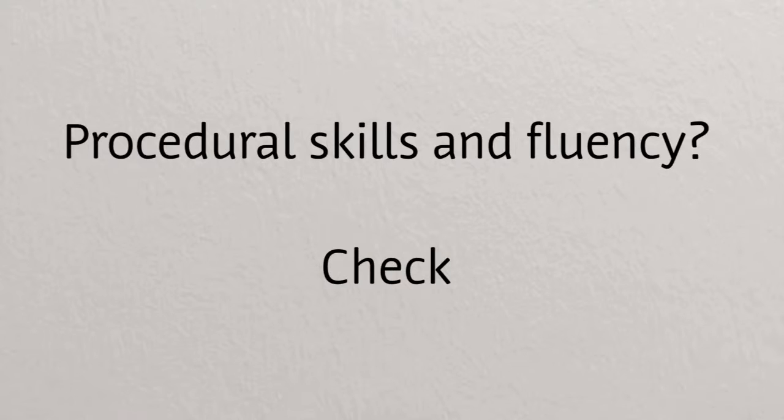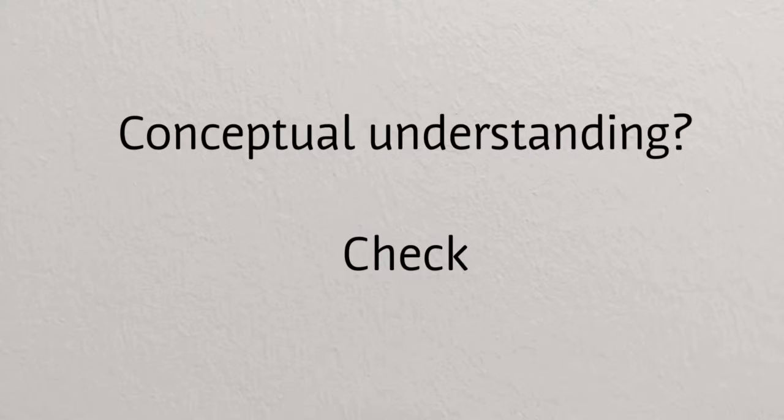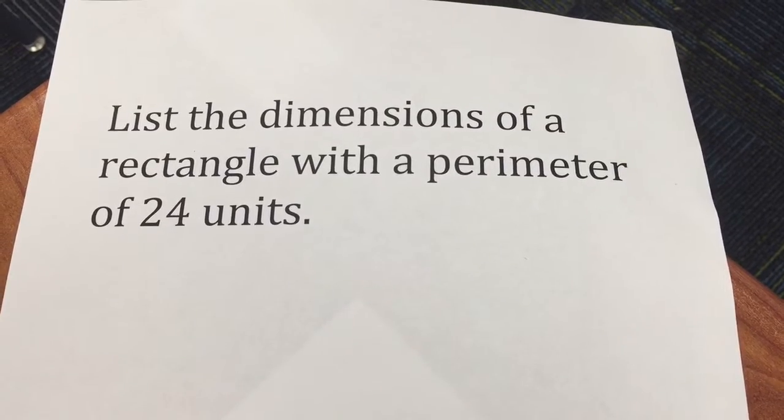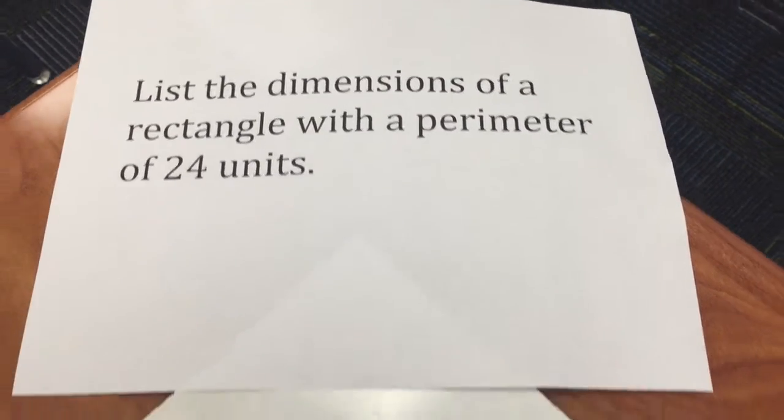Procedural skills and fluency? Check. She knows how to figure out the perimeter of the rectangle. Conceptual understanding? Check. She understands that the perimeter is the sum of the rectangle's side lengths. Let's now take a look at the next question. Does this problem seem remarkably different to you than the last problem? List the dimensions of a rectangle with a perimeter of 24 units.